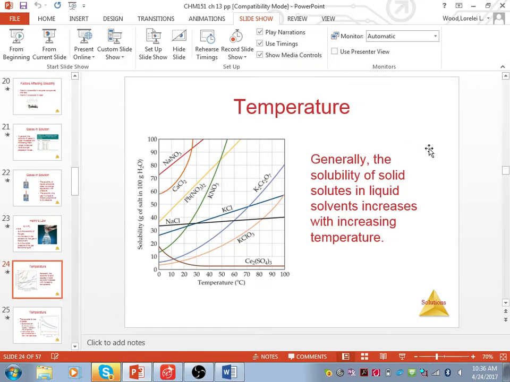Now, what if I said you had 200 grams of water? You could fit how much in there?